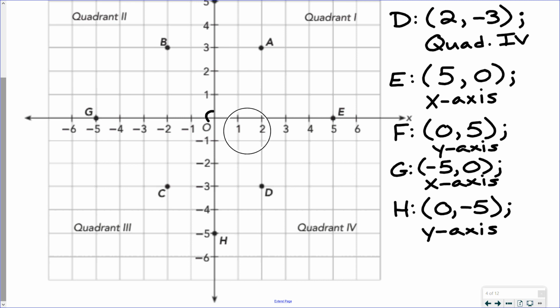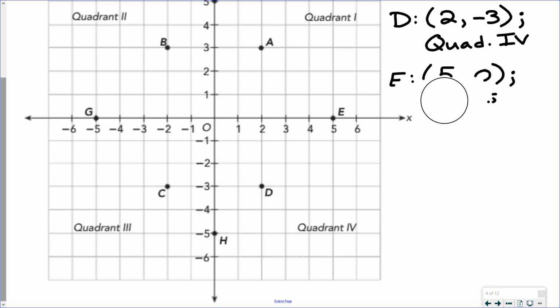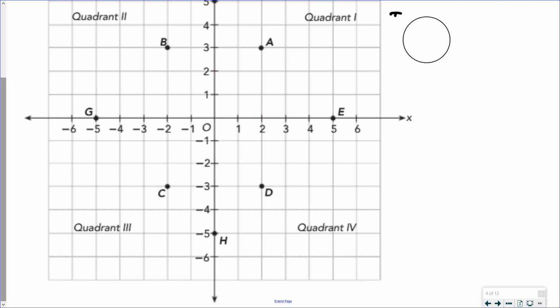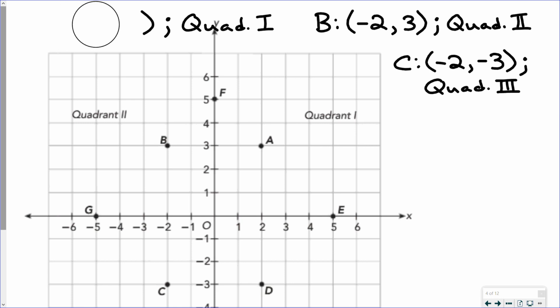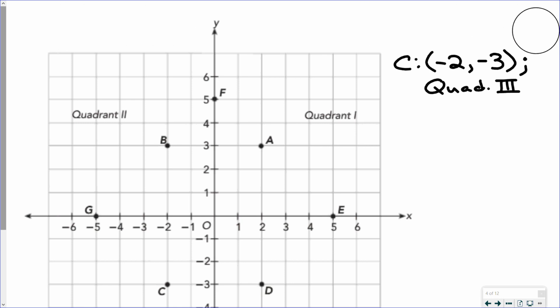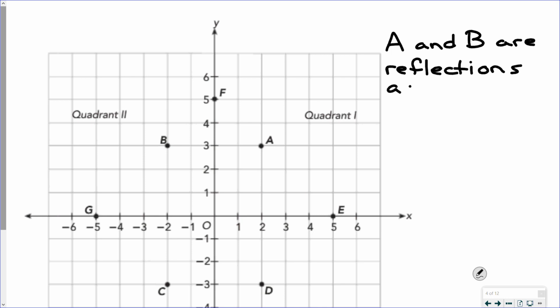Okay. I'm going to clear this page real quick because there's a little bit more that we can do with our coordinate plane here. And what we're going to look at now are known as reflections. Well, normally with a reflection, you need a mirror. Well, our mirrors for this lesson are going to be the x-axis and the y-axis. So if we look at point A and point B, they are reflections. But we need to determine what our mirror is.